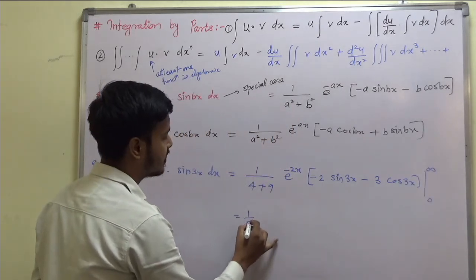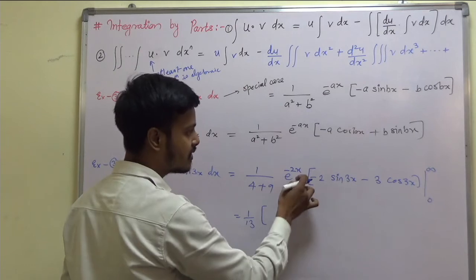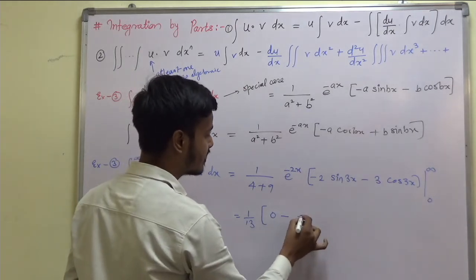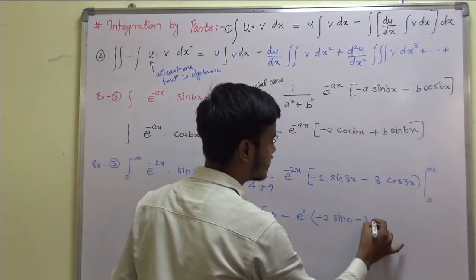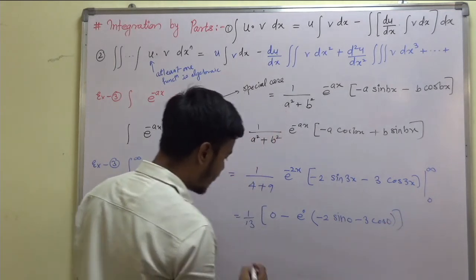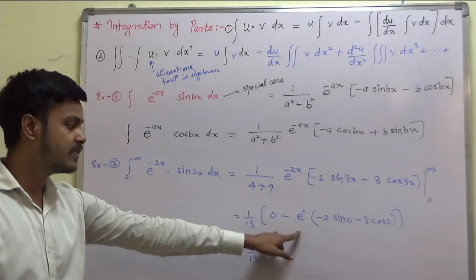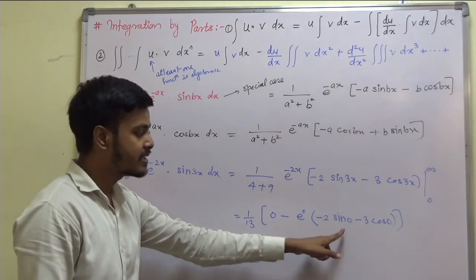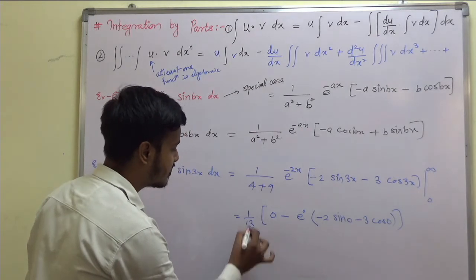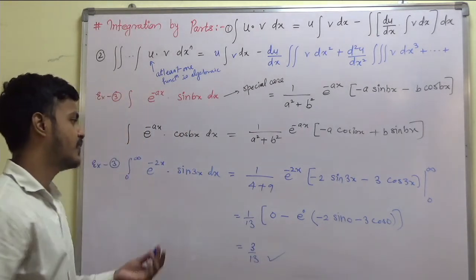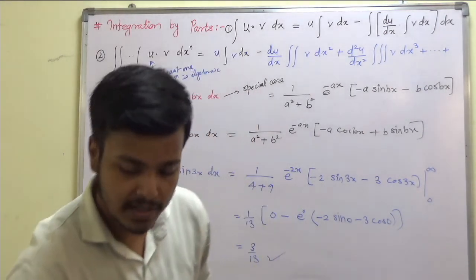So this is 1 by 13, e to the power minus infinity into anything would be 0, minus e to the power 0 in bracket minus 2 sine 0 minus 3 cos 0. Okay, so this is 1 by 13. What is it? e to the power 0 is 1. Sin 0 is 0, cos 0 is 1, so minus 3, and this minus becomes plus 3 by 13. Okay, so in this way you can solve problems with the help of integration by parts.